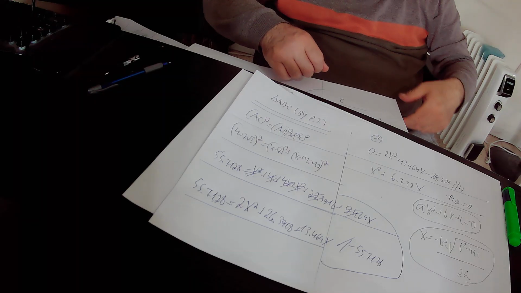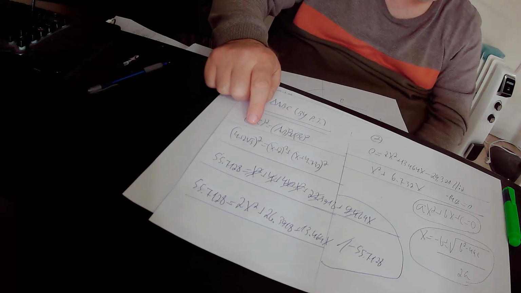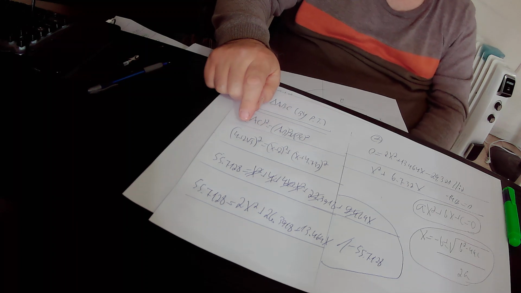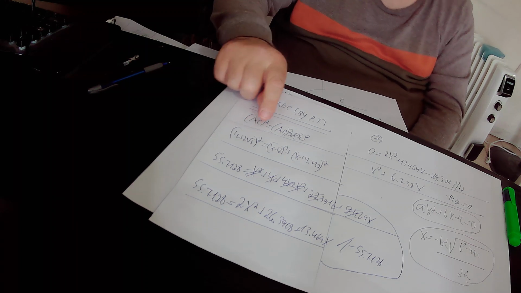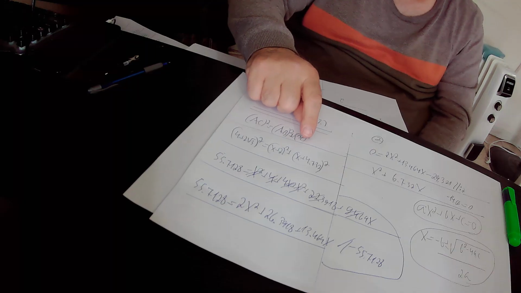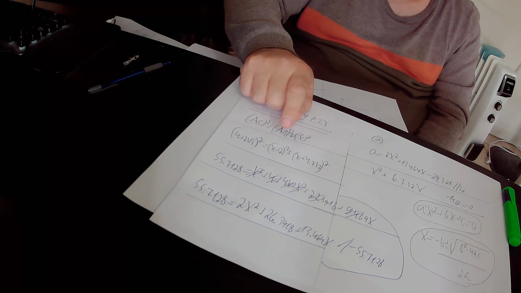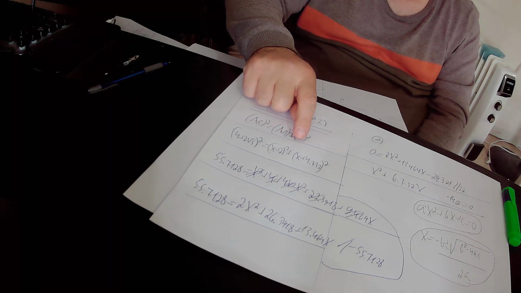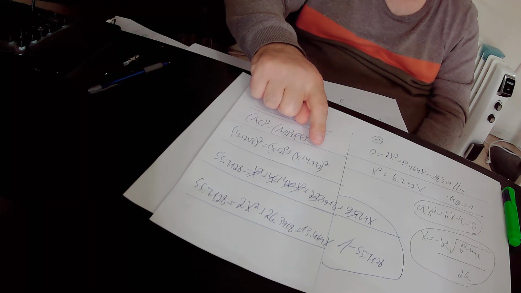So in conclusion, we found that 4 plus 2 times square root of 3, all squared, equals x plus 2 square plus x plus 4.732 square.